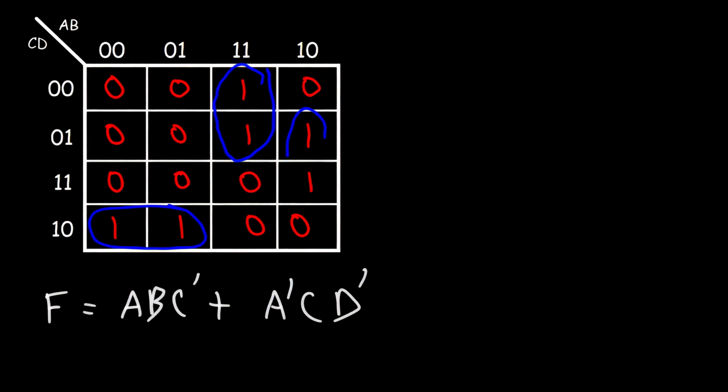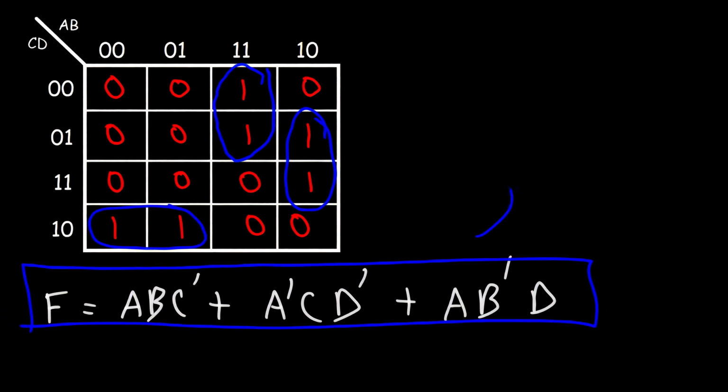Now let's select this pair of ones that we have there. So A is always 1, and B is always 0, so let's write B prime for that part. Now, notice that C changes with the numbers 0 and 1, but D remains the same. D is always 1. So this is going to be A, B prime, D. So this is the function that corresponds to this particular 4-variable K-map. Let's try another example. Go ahead and try this one.